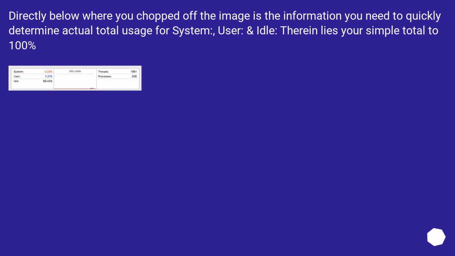Directly below where you chopped off the image is the information you need to quickly determine actual total usage for system, user, and idle. Therein lies your simple total to 100%.